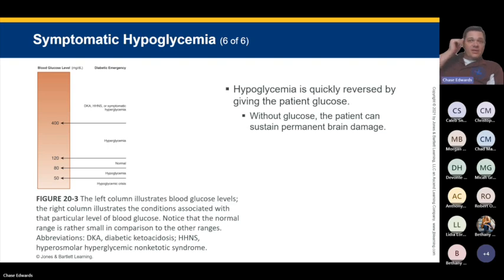All right, so hypoglycemia is quickly reversed by giving that patient glucose. Whether it be oral glucose, or D50 by ALS, or what have you, or for some of your patients, you may have to give glucagon if need be. Your ALS will have to give glucagon. Without glucose, the patient can sustain permanent brain damage, right? Because the brain's not getting what is needed, oxygen, and they're not getting glucose. There's the glucose levels there.